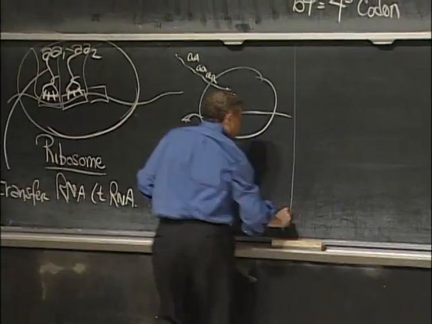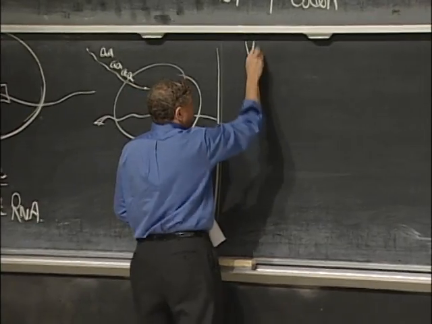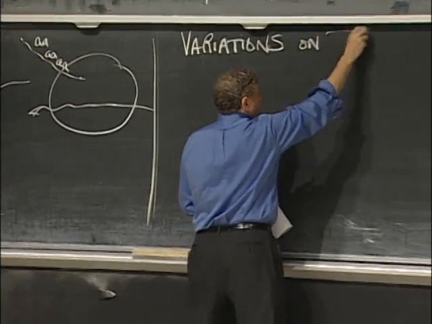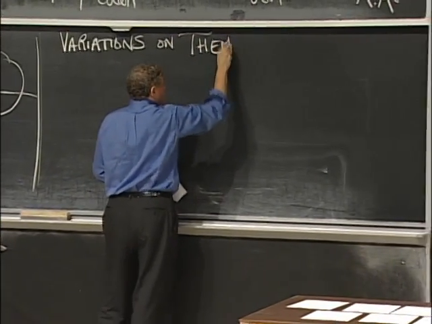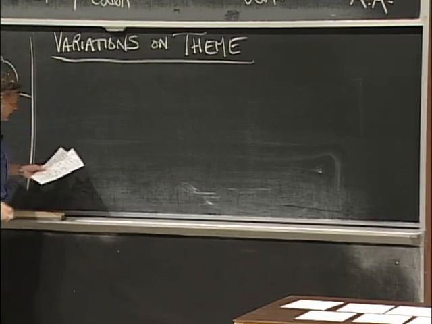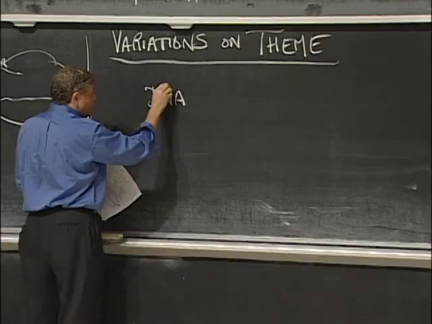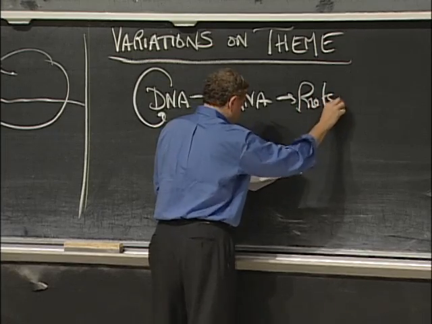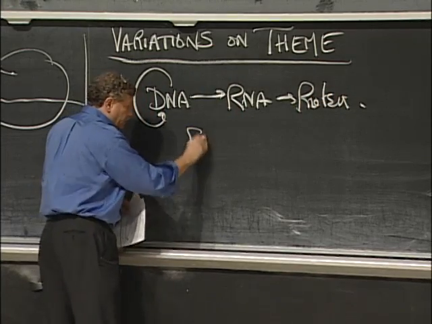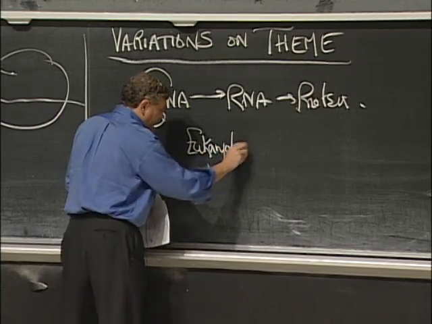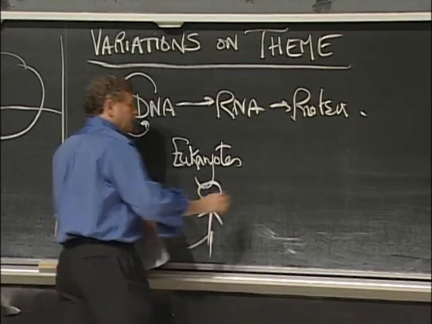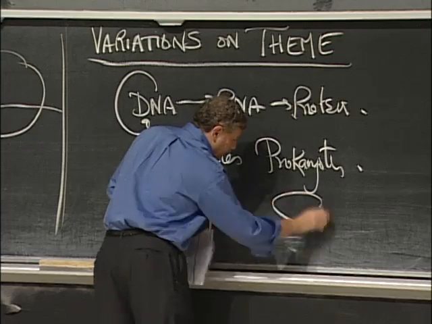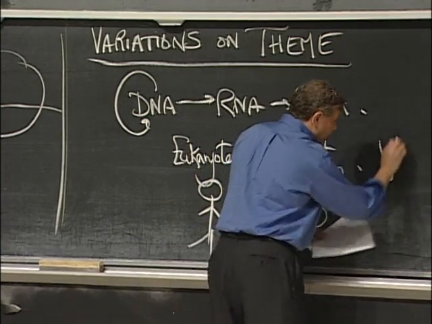So now what I'd like to do is turn to variations on the theme. One of the best ways to understand what's going on with DNA goes to RNA goes to protein is to consider how it works in different organisms. And the organisms we'll consider are eukaryotes, like you, prokaryotes, like a bacteria, and viruses.